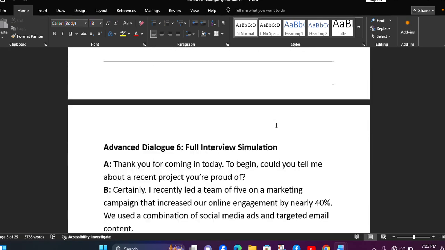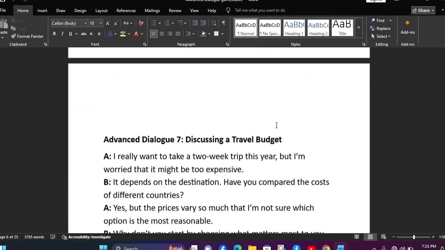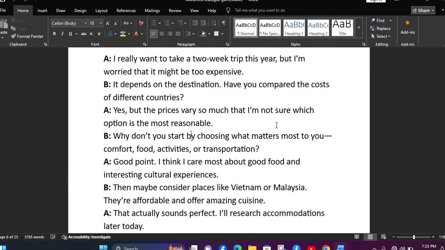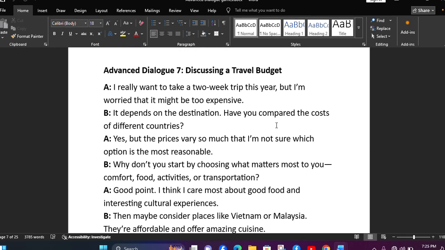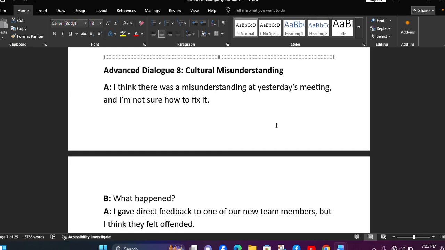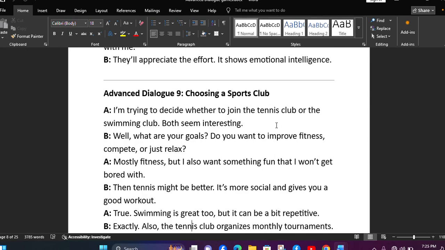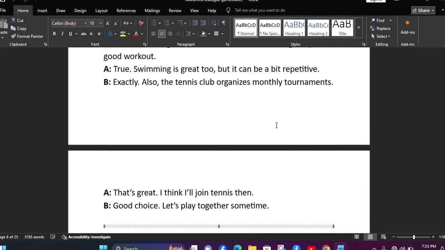And look at it, I have right here more. I have different role plays: culture difference at work, and other ones. I have planning a community sport event, a business strategy discussion role play, a job discussion considering a career change role play, and a full interview simulation role play.